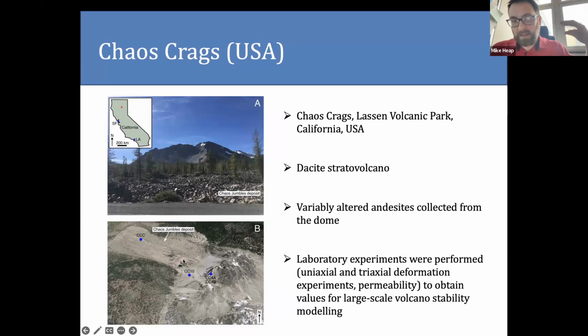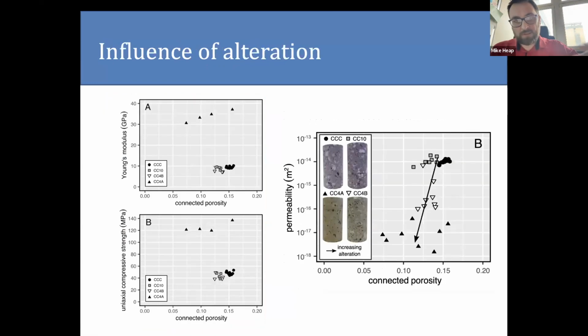So they were taken back to the lab, we cored samples, and we did some experiments. Here are the experiments. This time I plotted Young's modulus as a function of the porosity, strength as a function of the porosity, and over here is permeability as a function of the porosity. What you can see for the different samples is that a lot of them have the same strength and the same Young's modulus, apart from these black triangles here, which are a lot stiffer and a lot stronger. And so these are the most altered ones.